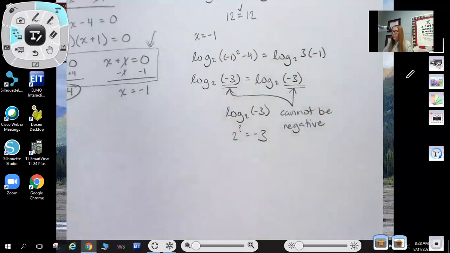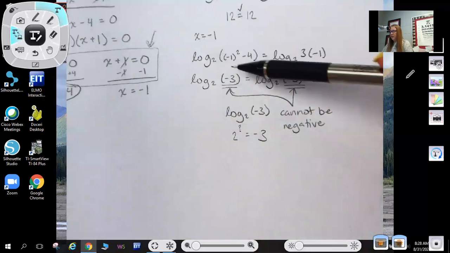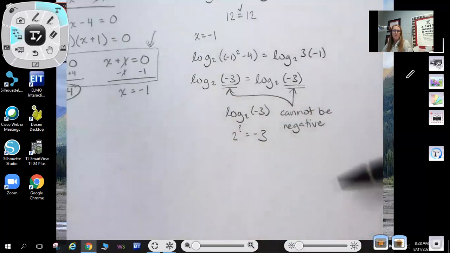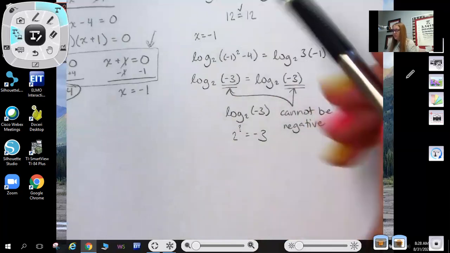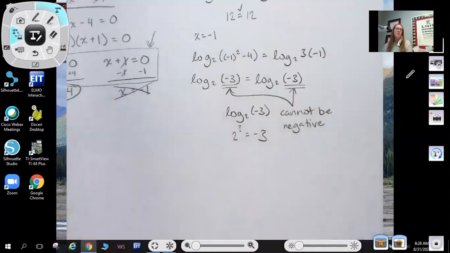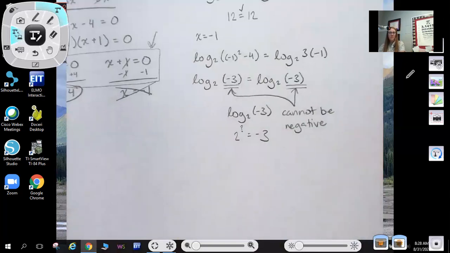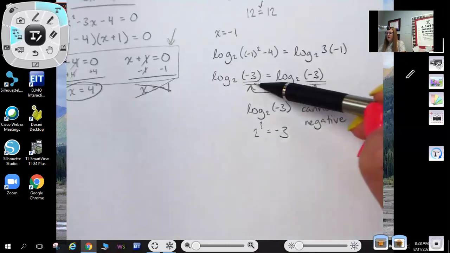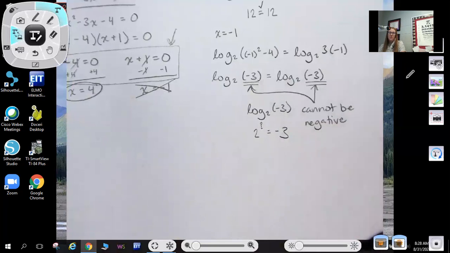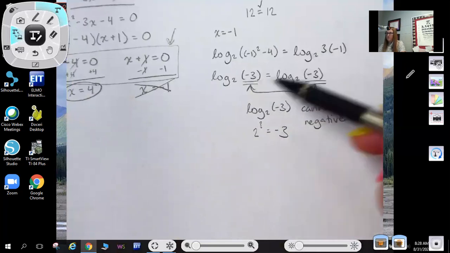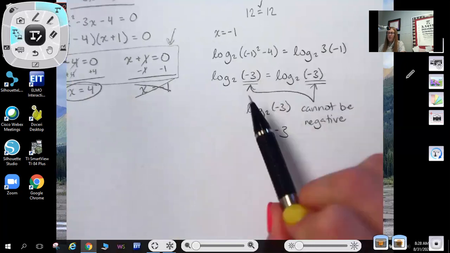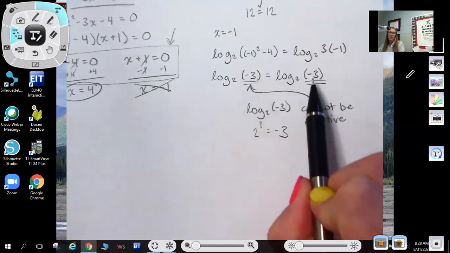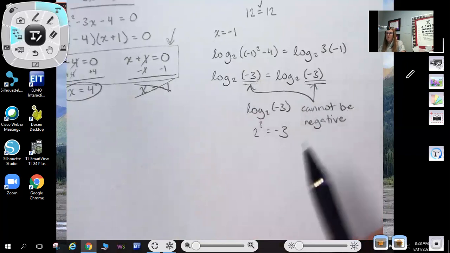Because when we plug in x equals -1, it gives us a negative number where we're not supposed to have one in a logarithm. x equals -1 does not work as a solution to this equation, so we mark it out. Even though it looks like it was going to work, -3 equals -3, that's a true statement, because it's negative, and we know now that you can't have a negative inside a logarithm like this, x equals -1 does not work as a solution.